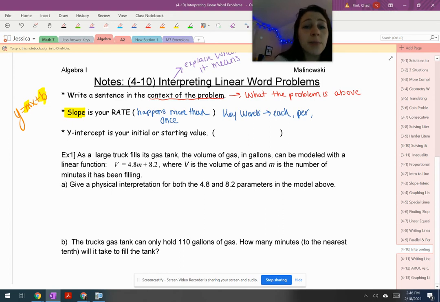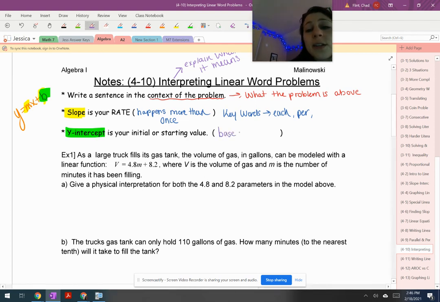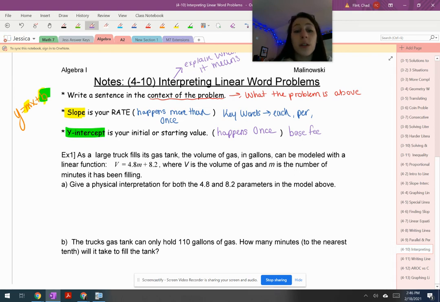Whereas your y-intercept is more like your initial or your starting value, that starting point. Could be also known as a base fee or base value. This one, actually, that doesn't make sense. Base fee would kind of make more sense if we moved it out here. And here is where we would say it happens usually only once. You're not going to have your starting value twice because it only happens once. You're not going to pay that base fee more than once.